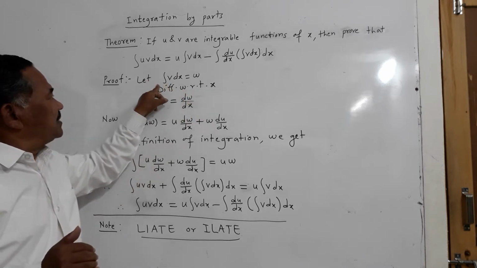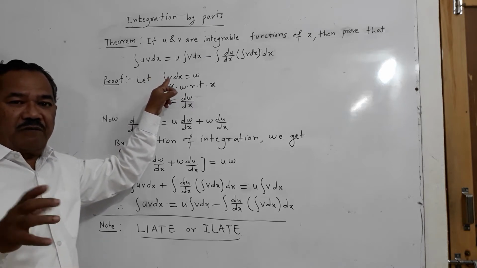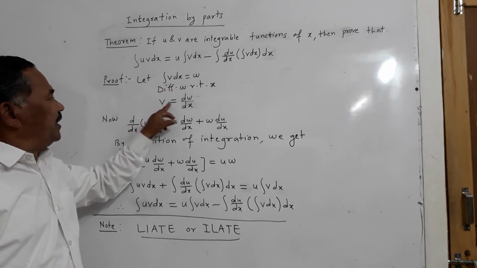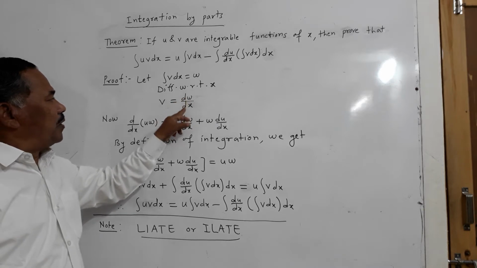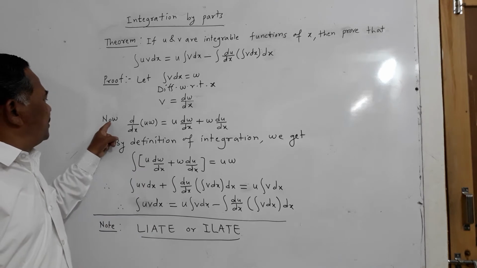We know d by dx of integral of v into dx, because we know derivative and integral are inverses of each other. Therefore, integral and derivative cancel. Therefore, only v is on this side, and equal to it, we attach the operator of derivative, that is dw upon dx. Remember, that is a very simple part. Then here we start in this manner.